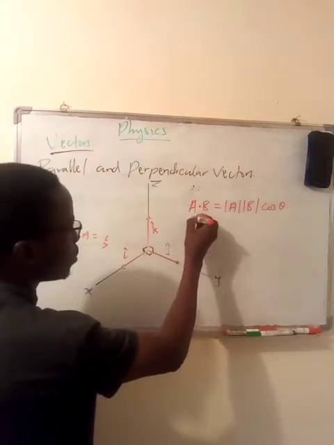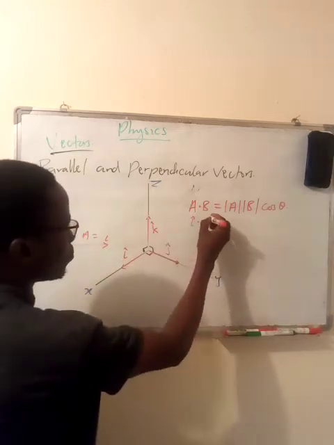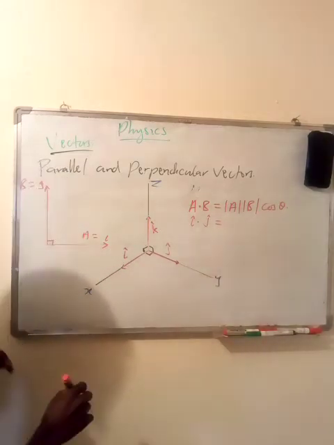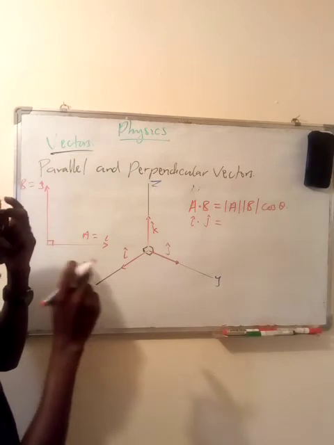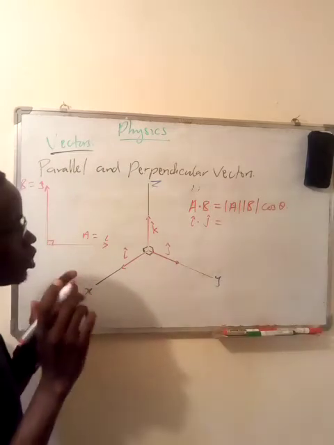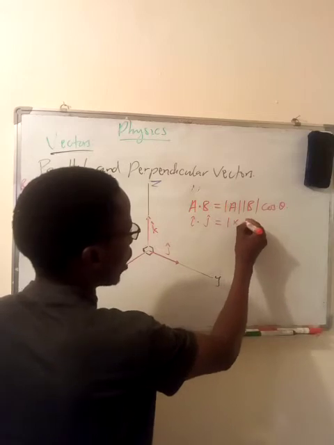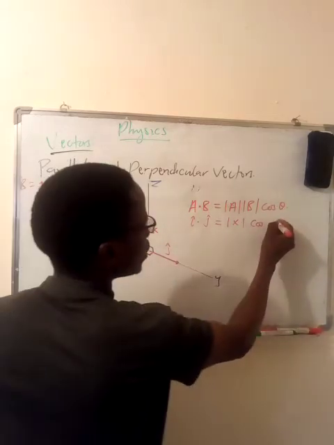Now, what are we going to have? 1 by 1 is 1, multiplied by cos 90. What is cos 90? Cos 90 is 0. So this is going to give us a 0.